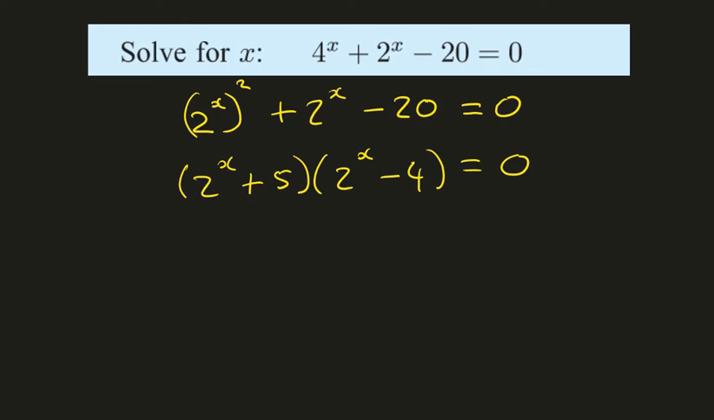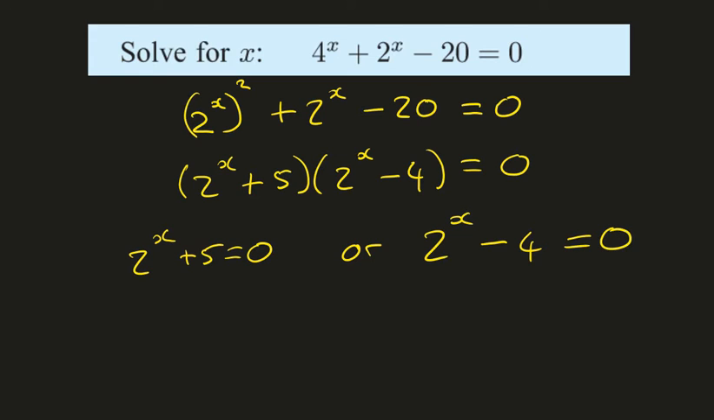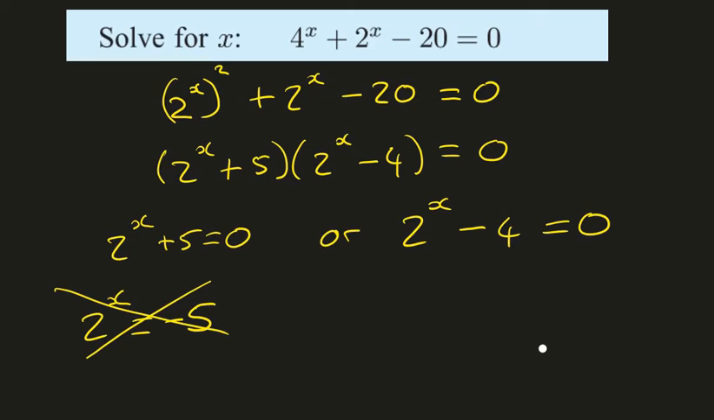Now we've written it like that, we can just go and solve by equating those brackets to 0. So either 2 to the x plus 5 is equal to 0, or 2 to the x minus 4 is equal to 0. Now, the one on the left there, that isn't going to work for us. We've got 2 to the power of x equal to minus 5. Well, you can't get a negative. There's no real number that is going to give us a negative outcome there. So instantly we can forget about that.